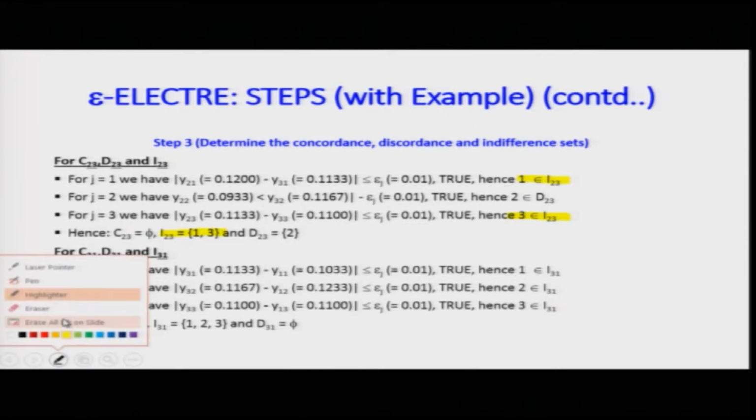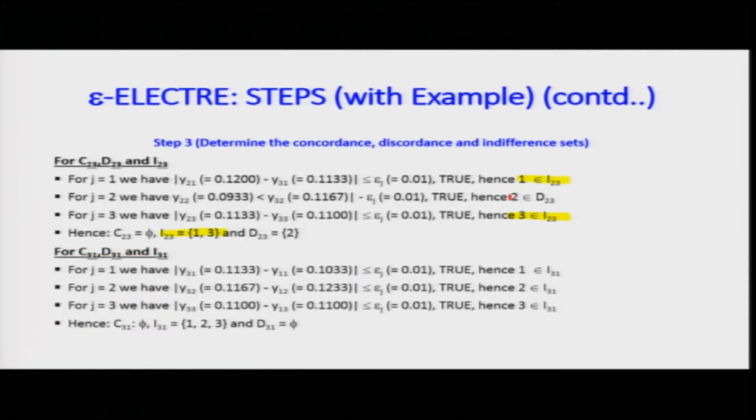Now, correspondingly in the discordant set, 2 falls there. So, 2 becomes red in color, and the green one is a null set because C23 is null.